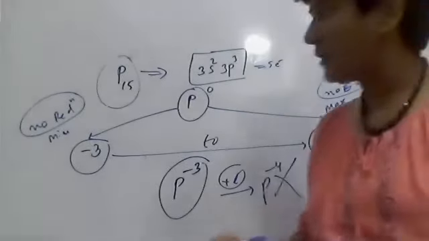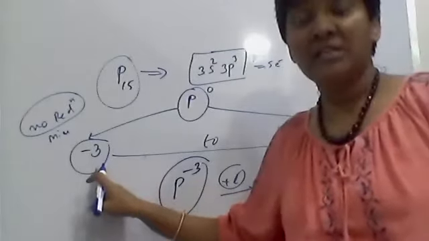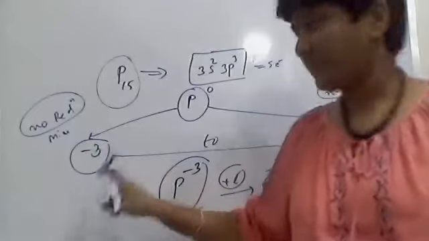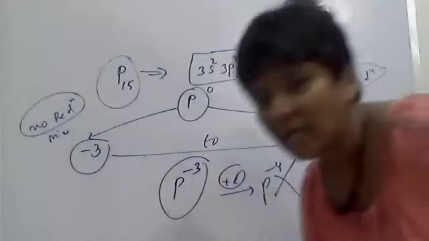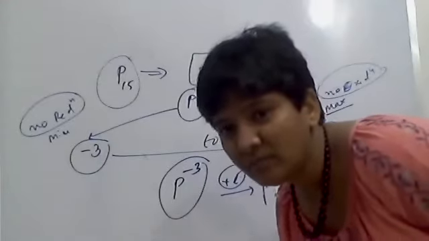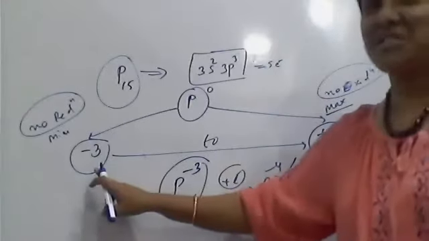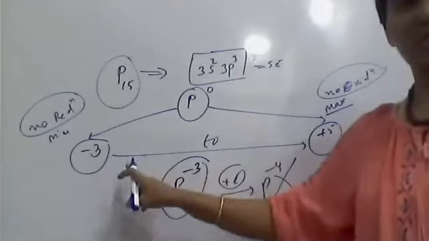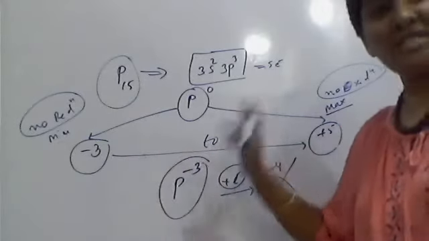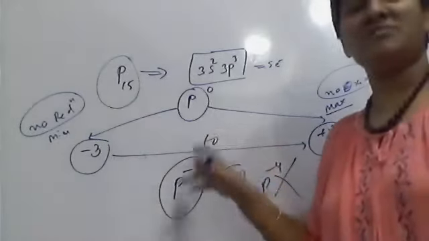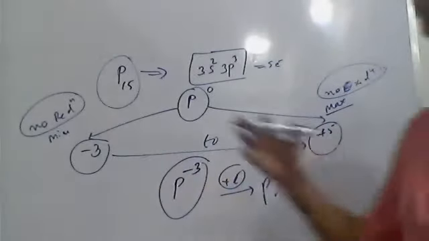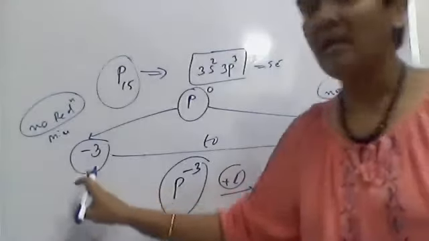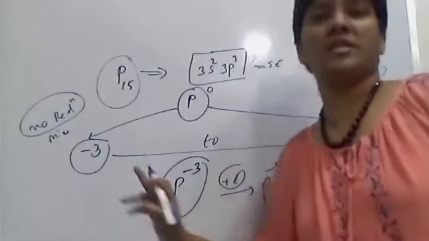So what happens here? The least one just undergoes oxidation, because -3 can change into -2, -1, 0, +1, +2, +3, +4, +5. That is, the charge is increasing. That is oxidation. Only the least one can undergo oxidation.